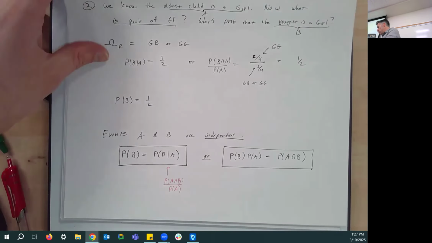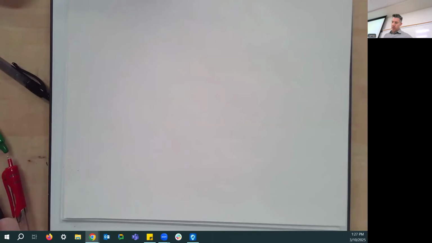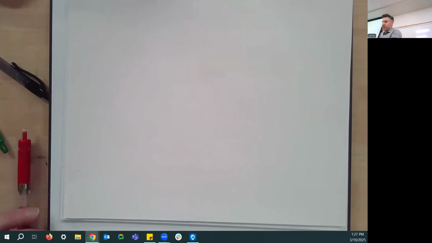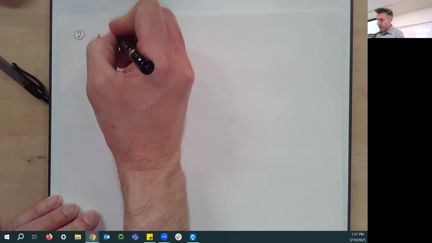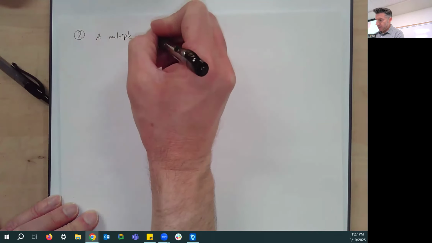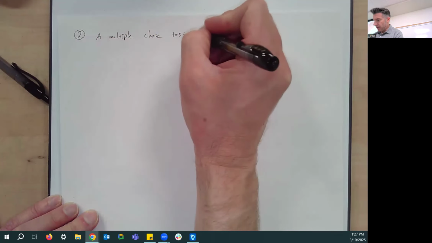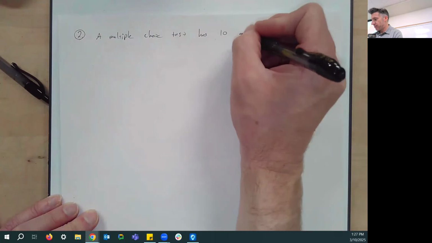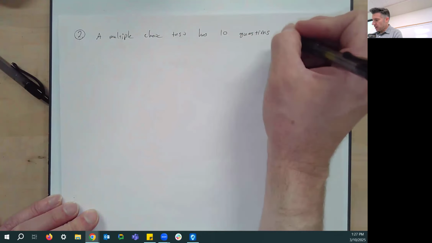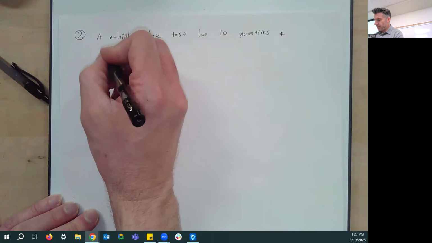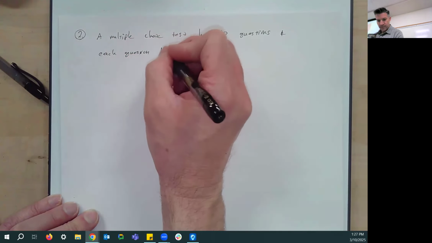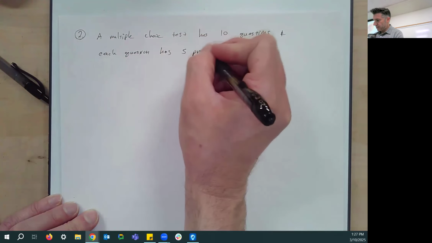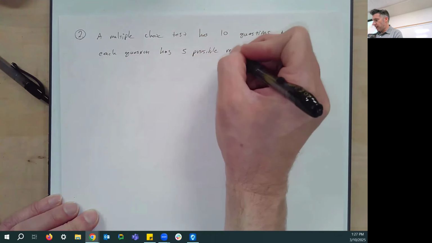So one example of that, and then we'll move along, and then we'll finally get to what I want to do. So here's an example where we're using the independence. A multiple choice test has 10 questions. And each question has 5 possible responses. Let's call them A through E.